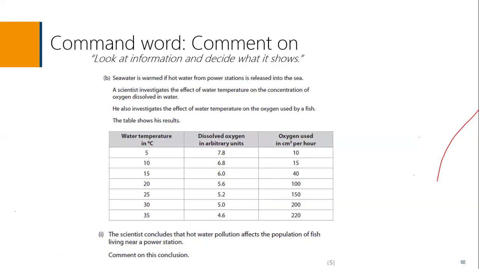Comment on is about halfway down the demand arrow. You've got two sets of data, the dissolved oxygen and the oxygen used at a range of different temperatures. The scientist concludes that hot water pollution affects the population of fish. Comment on this conclusion. Comment on requires the description of several data trends and statements as to what the data shows. So as the temperature increases, the oxygen decreases, and the oxygen used by the fish increases.